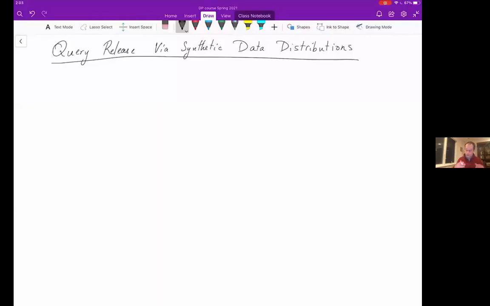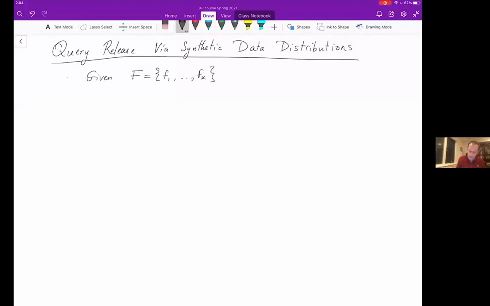Okay, so this is part 3. Let's talk about query release. Okay, so we're coming back to differential privacy. We're given a data set, of course, but also a set of functions whose values on the secret data set we want to release approximately.